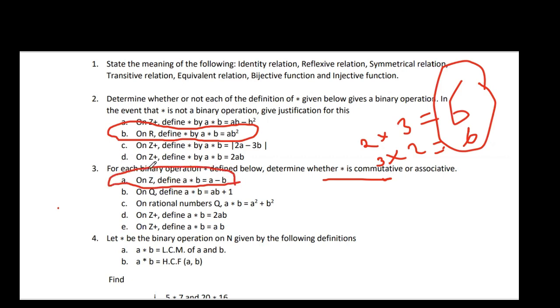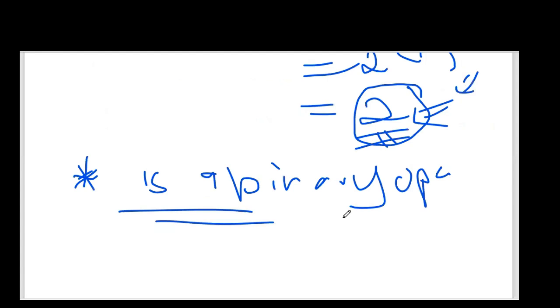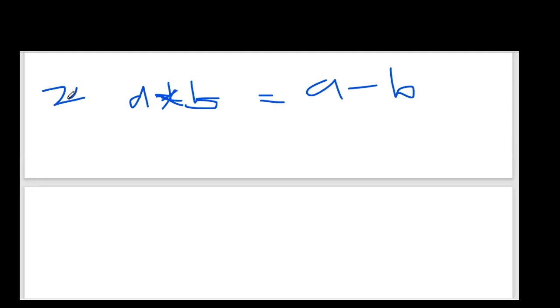So if I can solve A as an example, I have, on a set of integers, A star B equals A minus B. So I'm going to use that. They're saying that A star B is giving us A minus B. And what set are we using here? The set of integers.